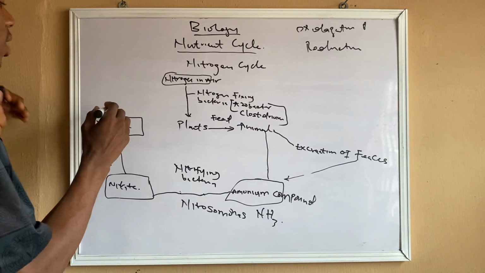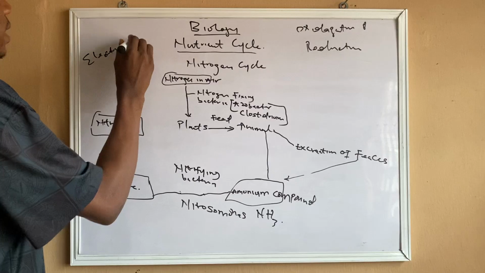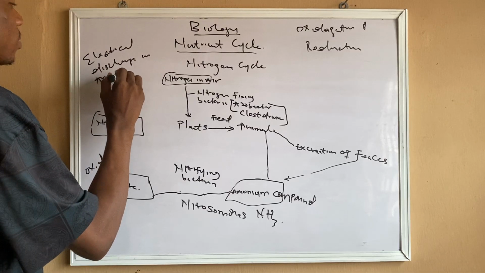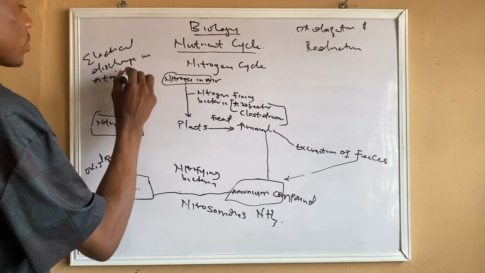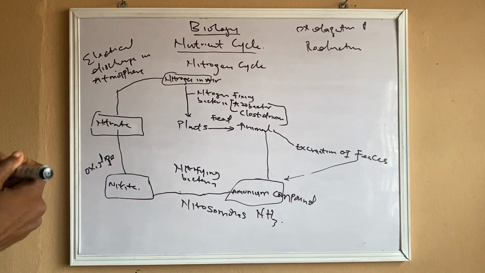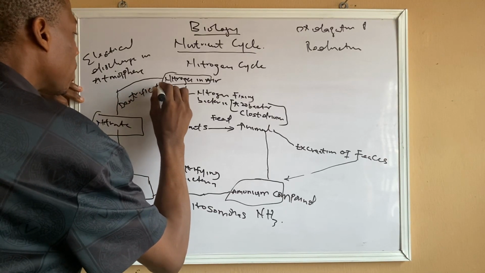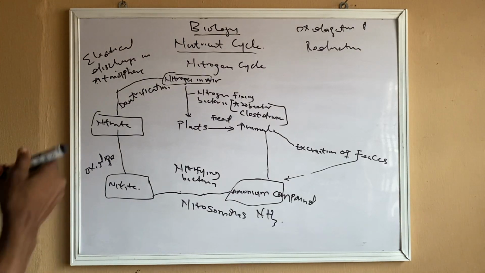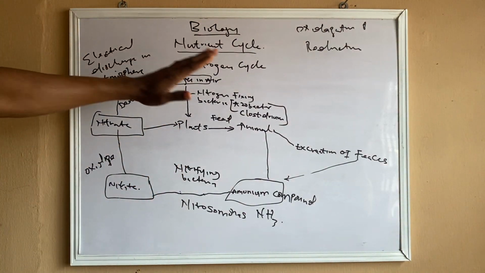So this nitrite is further oxidized because of the electrical discharge in the atmosphere. Right? Now it comes back to nitrogen through denitrification. So that is the simple process of the nitrogen cycle.